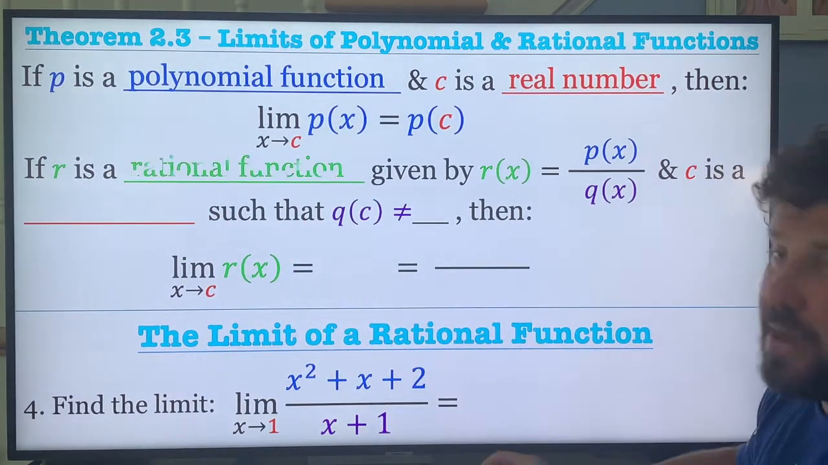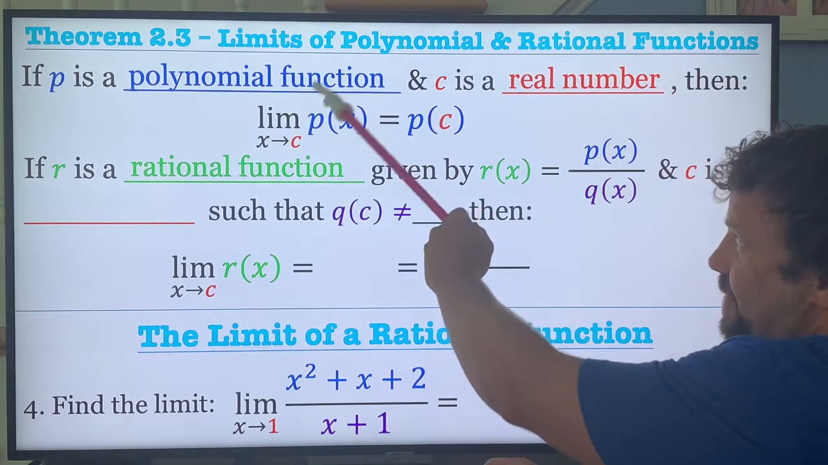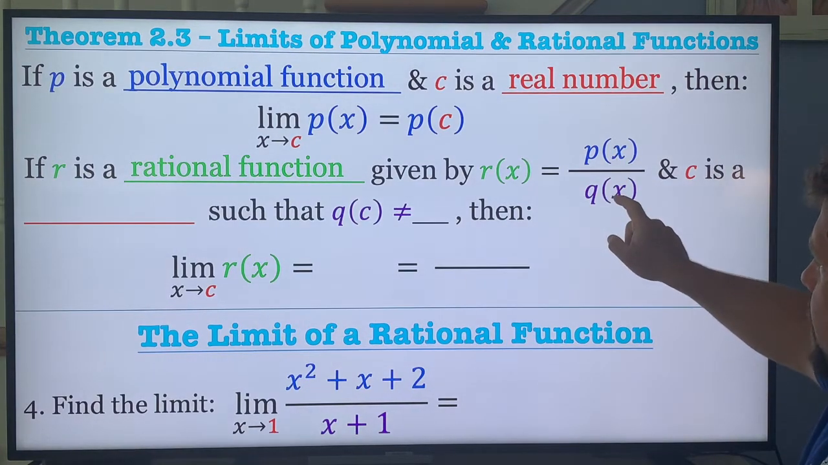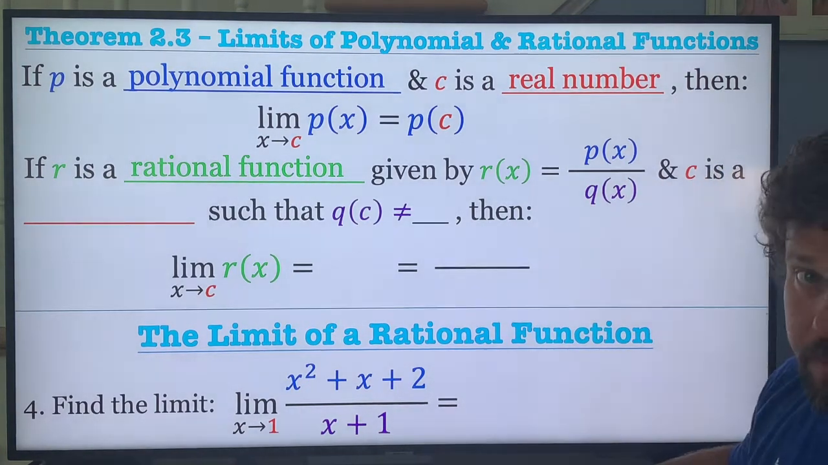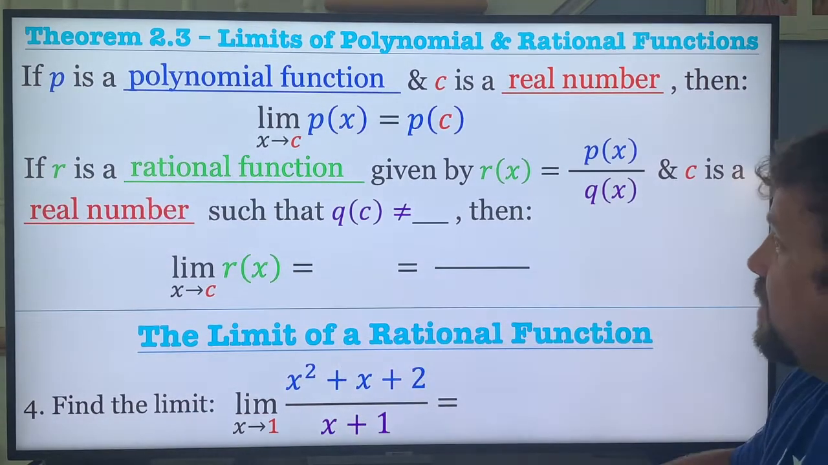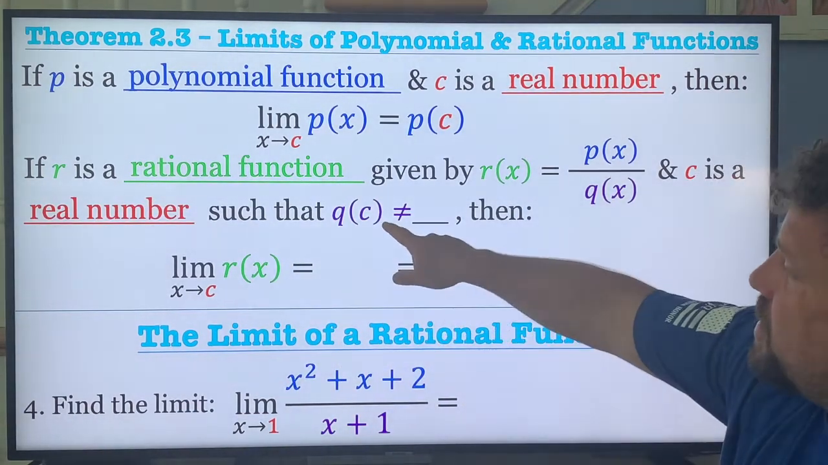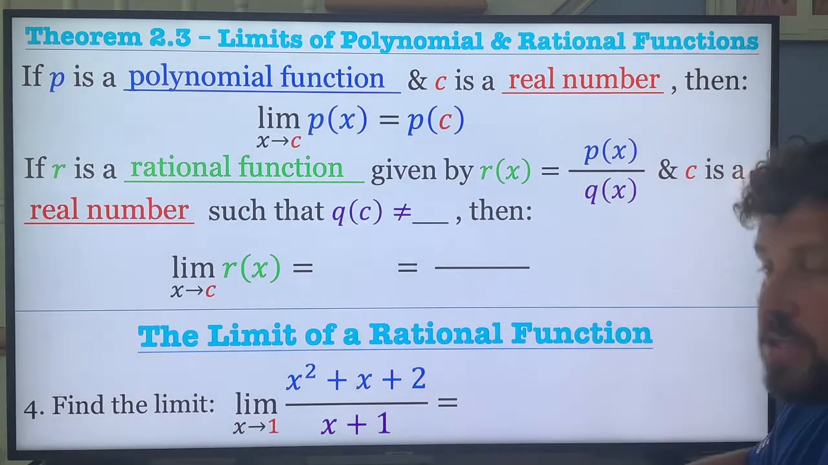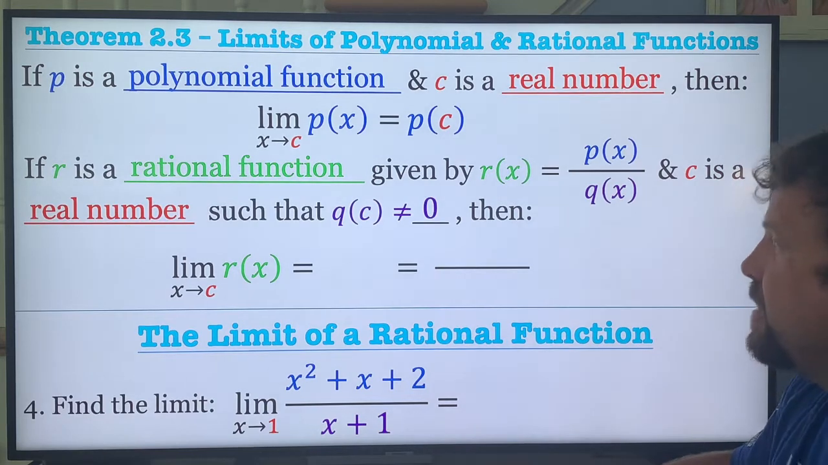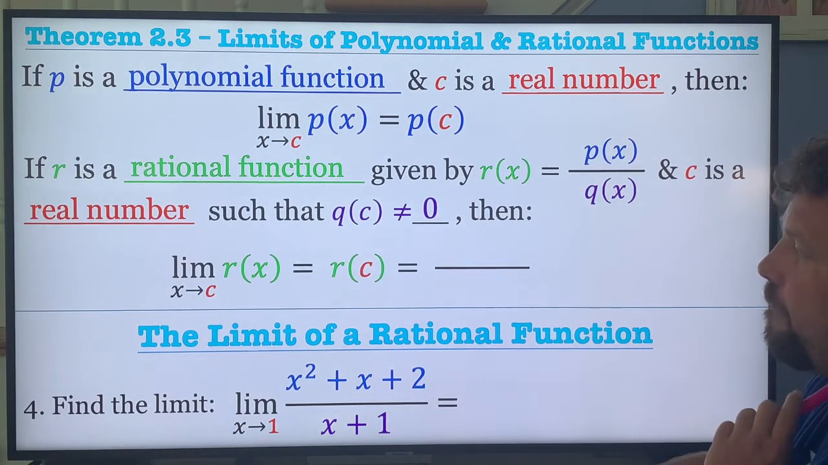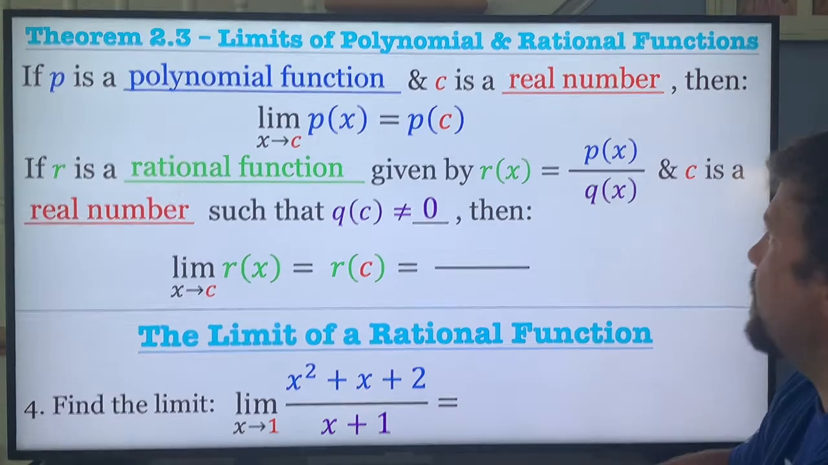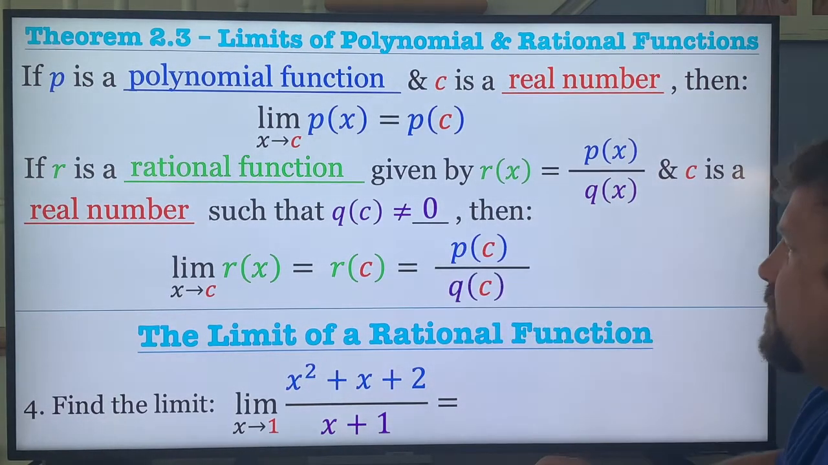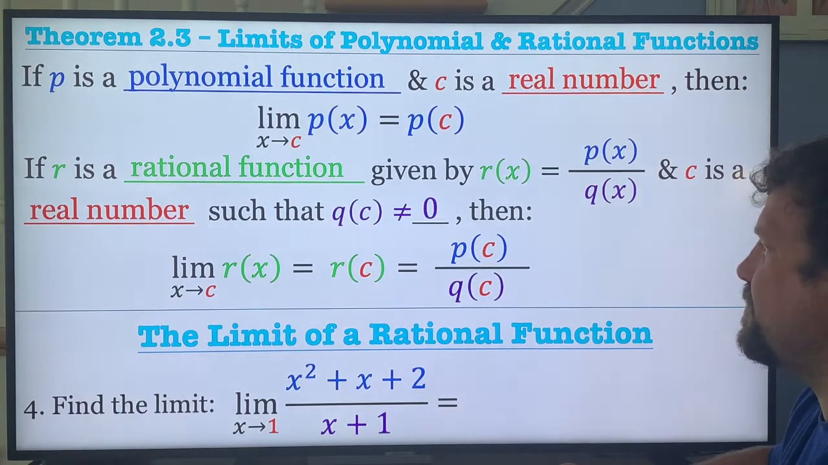If R is a rational function given by R of X equals P of X over Q of X, a fraction, and C is a constant or a real number again, such that Q of C can't equal, what can't this equal? The bottom. Take a domain range. Can't equal 0, because then it'd be undefined. Then the limit of R of X equals R of C, pretty much P of C over Q of C. Jumping ahead of myself.